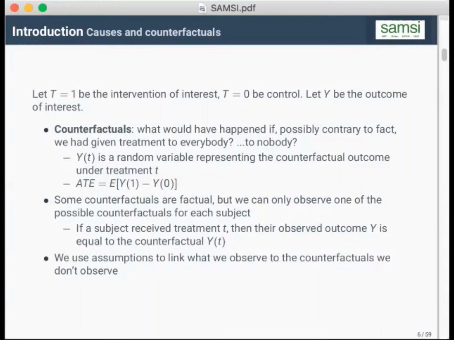Some counterfactuals are factual, some potential outcomes are just simply observed outcomes, but we can only observe one of the possible counterfactual outcomes for each subject that we have data on. We observe the potential outcome for the treatment that that subject actually received, but that leaves one or possibly more counterfactuals unobserved. And so we will need to use assumptions to link what we observe to the counterfactuals that we don't observe, but that we need to learn about in order to estimate causal effects.